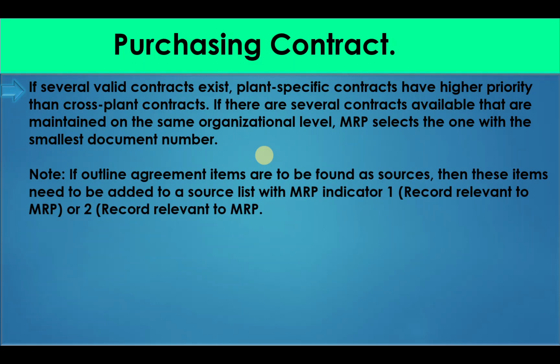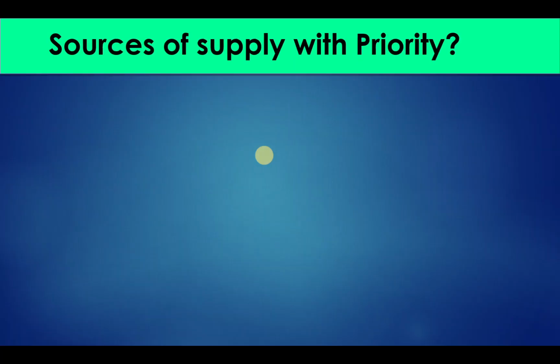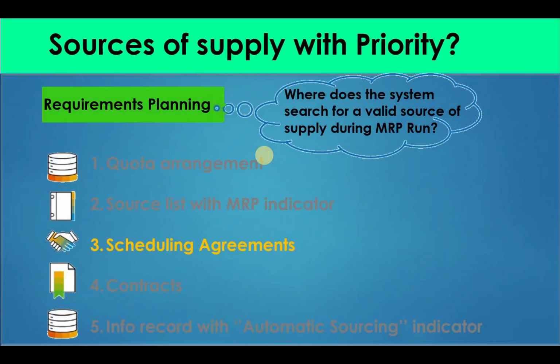Then one more thing, if outline agreement items are to be found as sources, meaning in the source list, then this item needs to be added to a source list with MRP indicator 1, or MRP indicator 2 in case of scheduling agreement. So we'll see that next, but just a note. Then next, highest priority has the scheduling agreement.